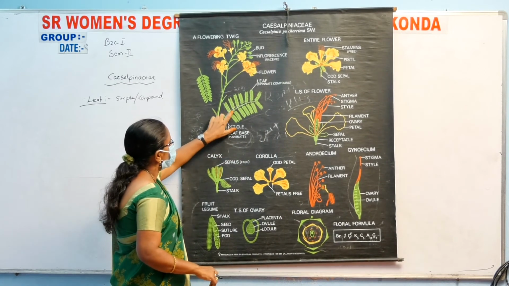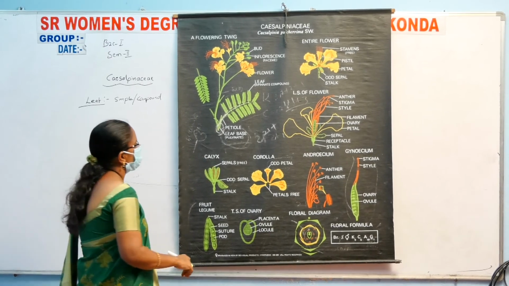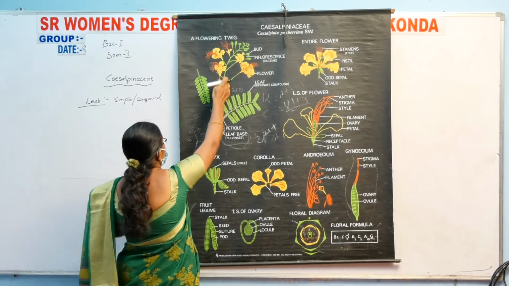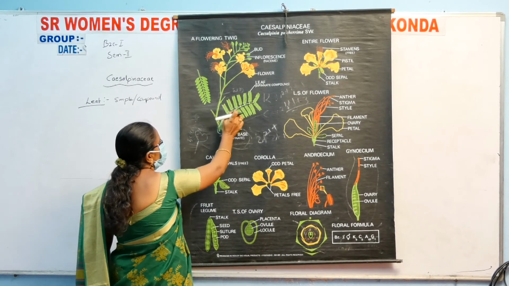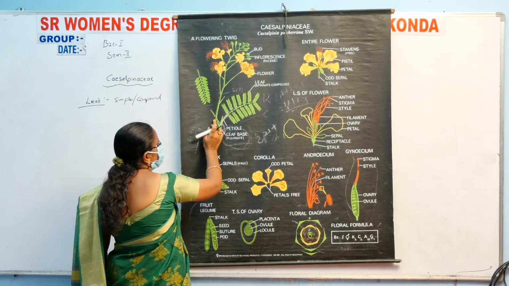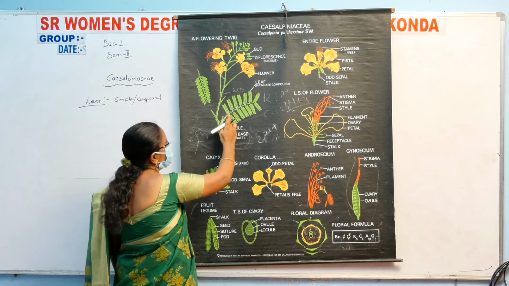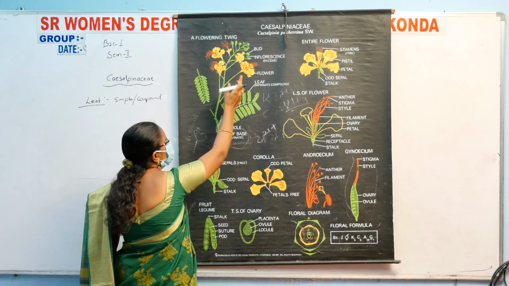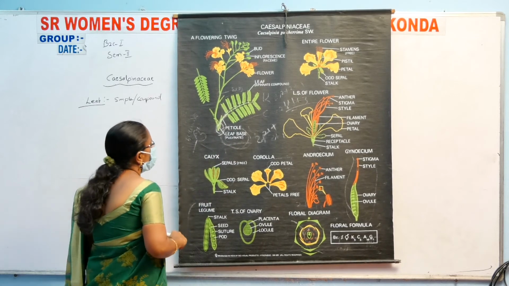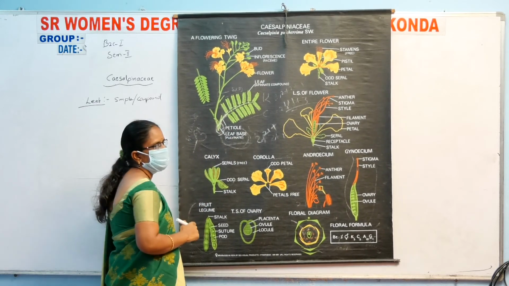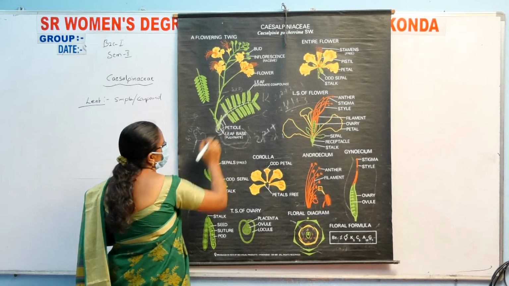Bipinnately compound leaf. This is the primary rachis and this is the secondary rachis. And this is the stem. Stem is woody, erect, cylindrical, green color, and branches are also present. The leaf is petiolate, and the leaf base is pulvinate. These are the leaflets.